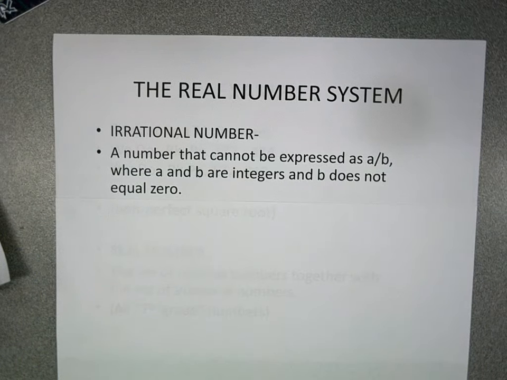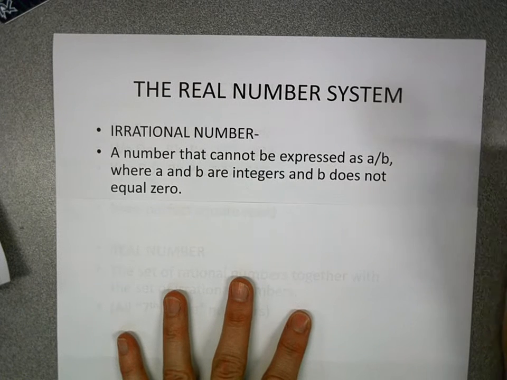An irrational number is a number that cannot be expressed as a over b, where a and b are integers and b does not equal 0. Okay, that's the definition. Very similar to when we talked about what a rational number was. So an irrational number is a number that cannot be expressed as a over b.